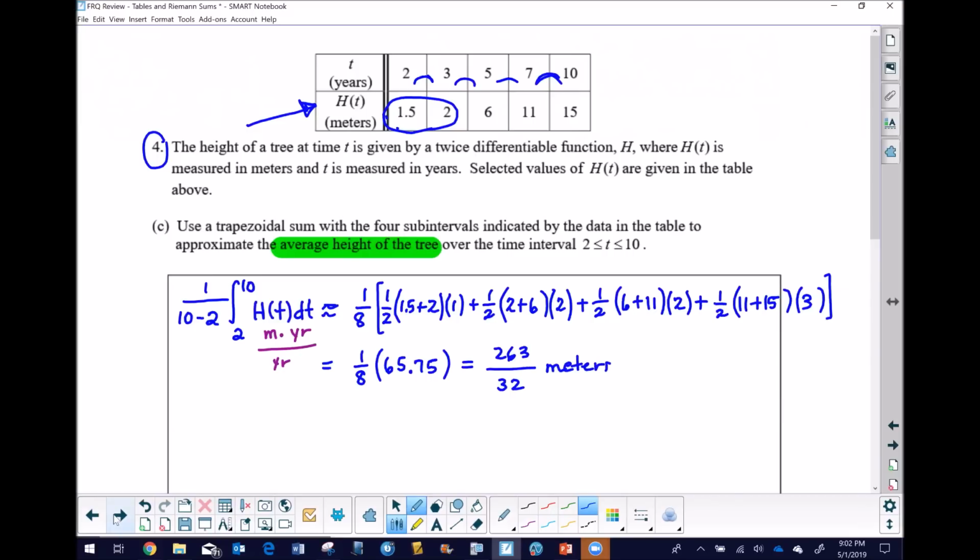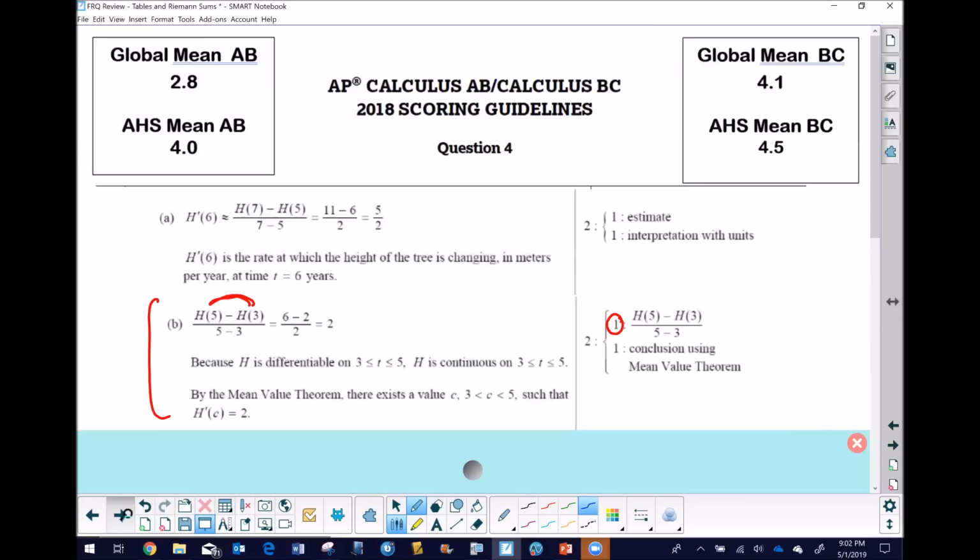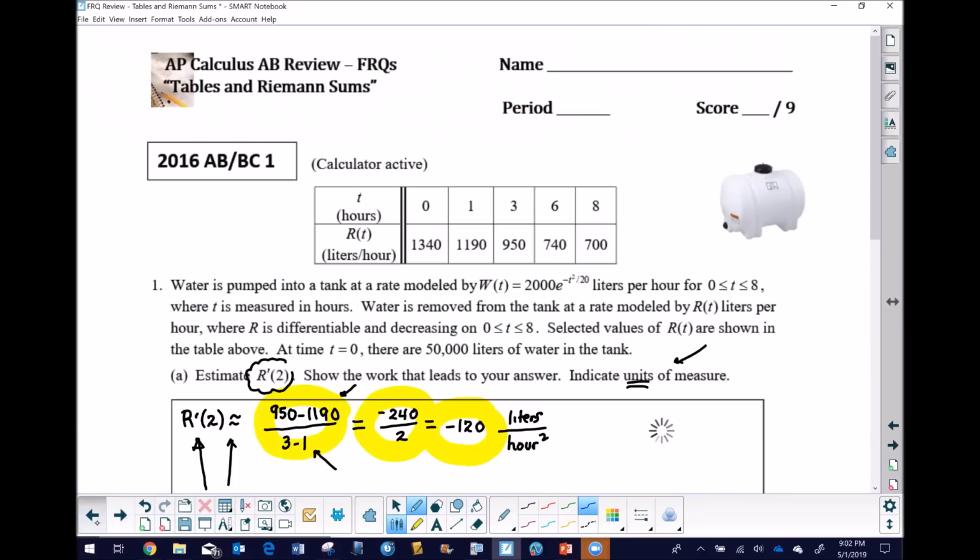All right. Haven't looked at the scoring rubric in a while. It probably looks a little similar to what we did. Whoops, one screen too far.